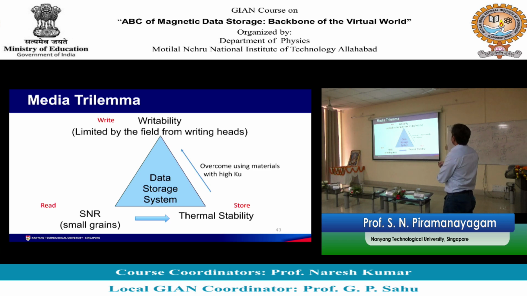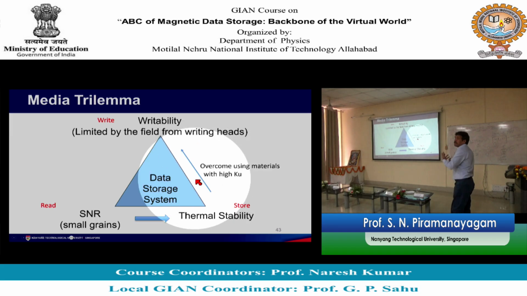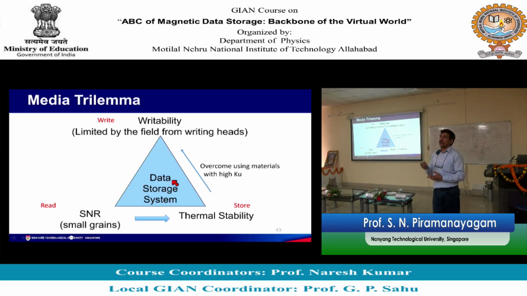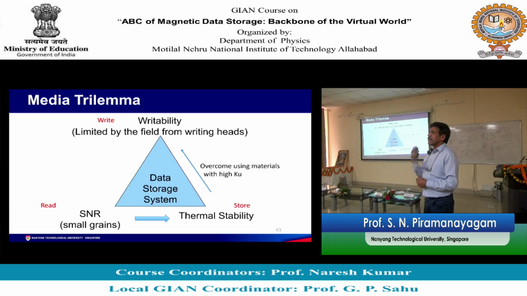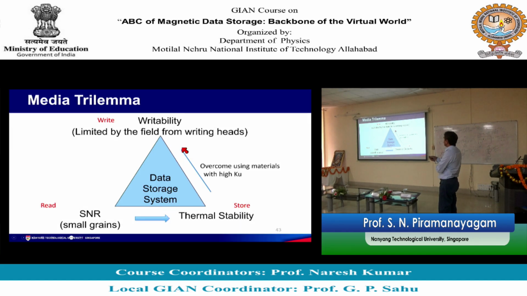But the problem is, when you increase Ku, the anisotropy field is larger, which means you need more field to write information, but we have a limitation. We don't have materials that can produce more than 1.5 Tesla for writing information. So we have some limit.